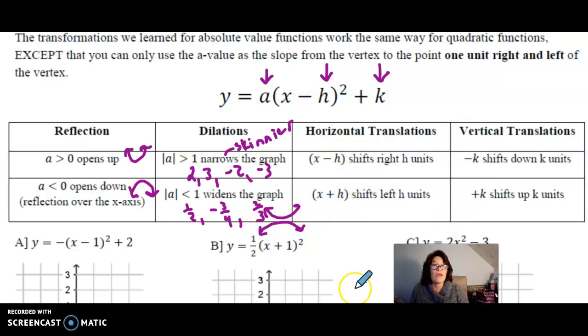And you know how the horizontal and vertical shifts work. Look at those. Remember, horizontal is kind of the opposite of what you think. Minus h shifts it to the right. Plus h shifts it to the left. I don't know why I said 4.